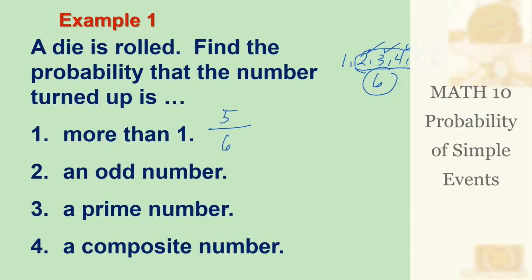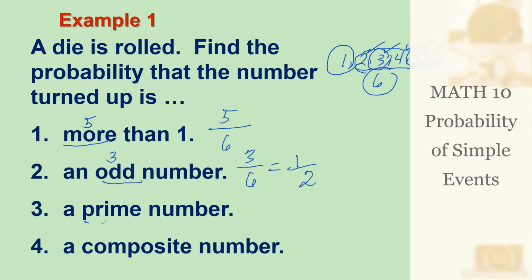Now, an odd number. How many odd numbers do we have here? 1, 3, 5. So there are 3 odd numbers. So for number 1, there are 5 numbers which are more than 1. Number 2, there are 3 odd numbers. So 3 over 6, reduced to lowest terms, this will be 1/2.